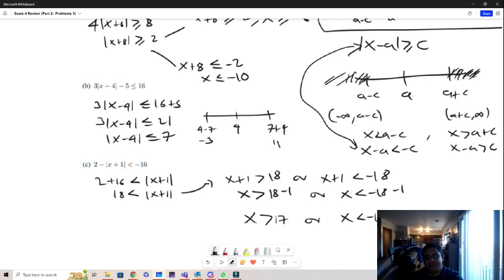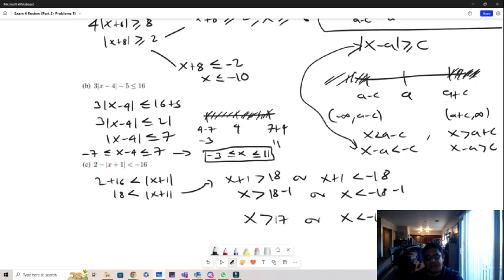So what we're saying is, hey, if the distance to 4 has to be less than 7, it means that it's between minus 3 and 11, and includes the extremes. Okay, so this is equivalent to x minus 4 being bigger than minus 7 and less than 7, and that translates to x being bigger than minus 3 and less than 11. And this is the answer for this one.